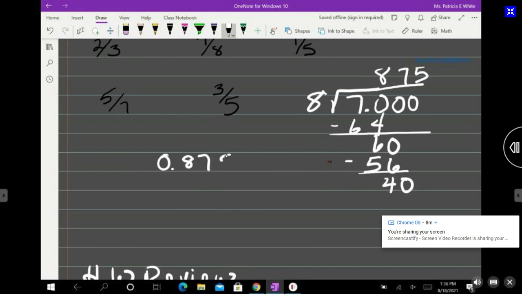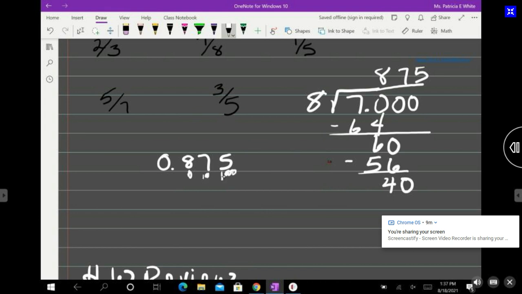0.875. That 8 is in what place value? Tens, right? One back means 1, 0, so that's a 10. The 7 is in the hundreds, and the 5 is in the thousands, right? 1 zero is 10, 2 zeros is 100, 3 zeros is 1,000.